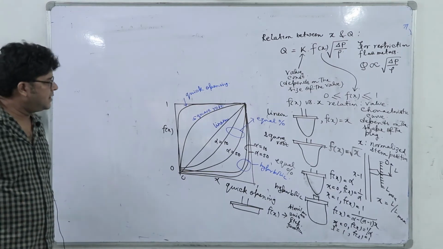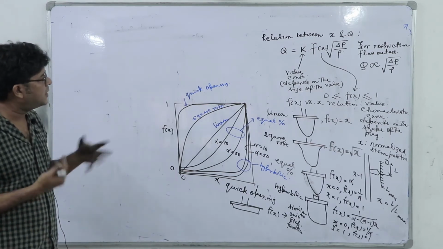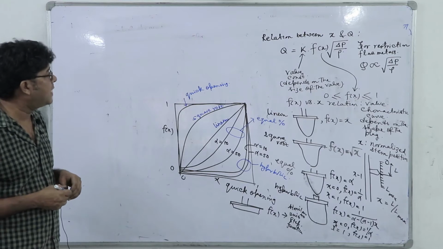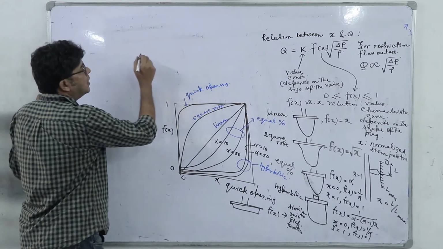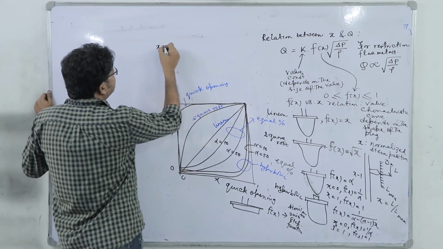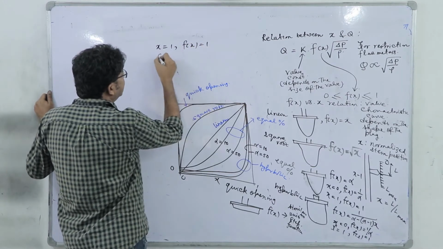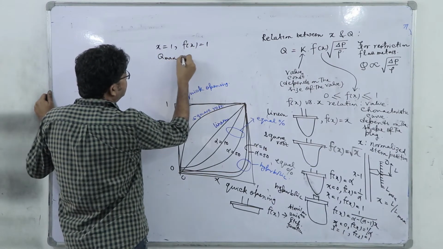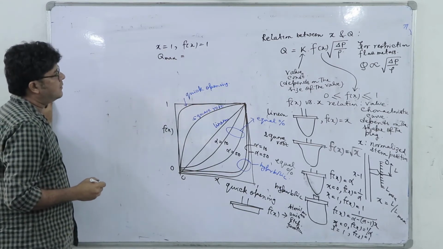So additionally, you see that we can interpret this f(x), the physical meaning of f(x), in a different way. If x is equal to 1, f(x) is equal to 1, and that will give you the maximum flow rate, right? It will give you the maximum flow rate.